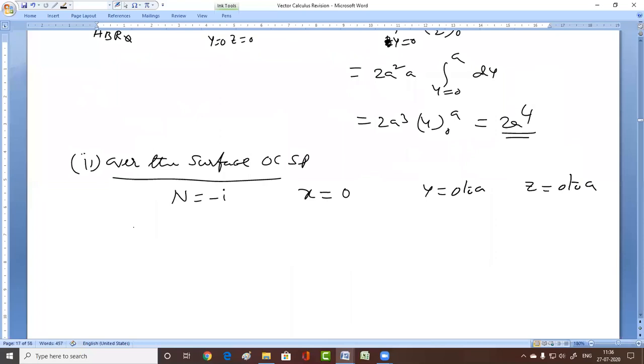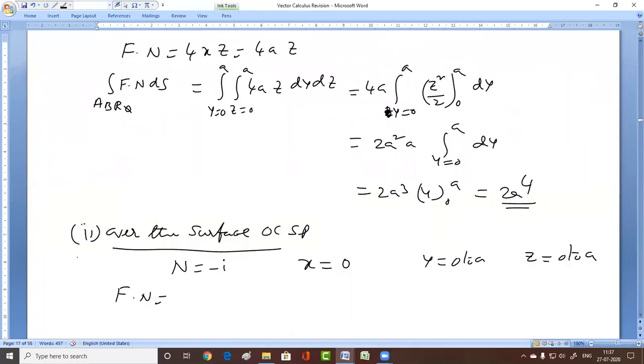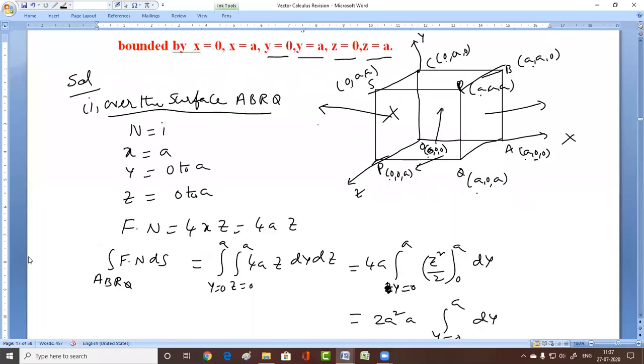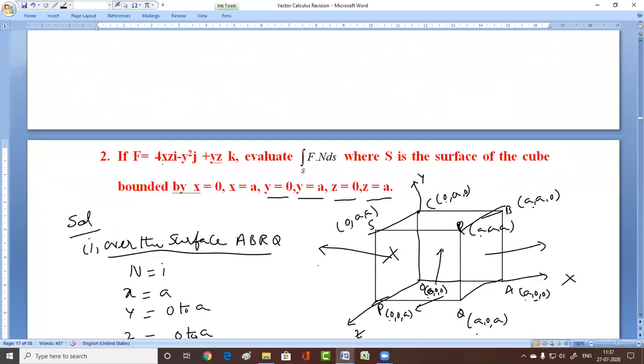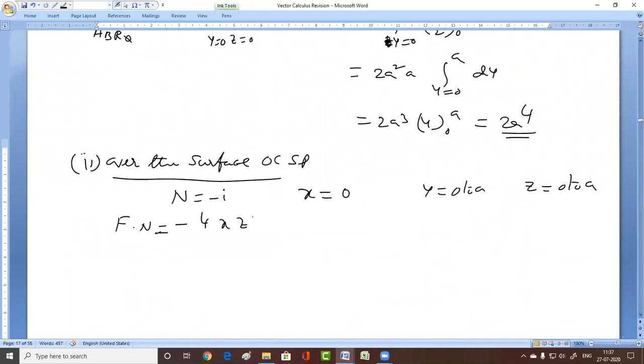Now what about f dot n? Already known, f dot n equals minus 4xz. Here n equals minus i. So directly you will get minus 4xz. But here x is 0, so f dot n equals 0. In the double integral of f dot n dS over the surface OCSP, the integrand is 0, so the integral equals 0.